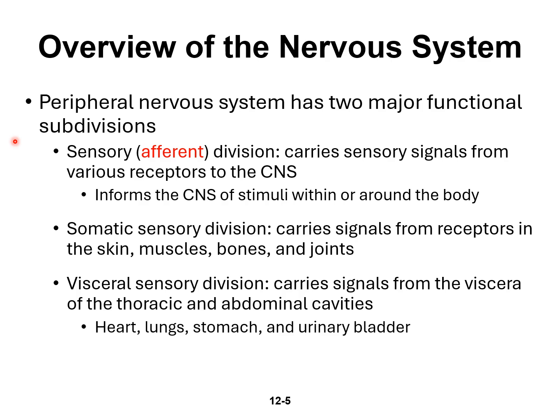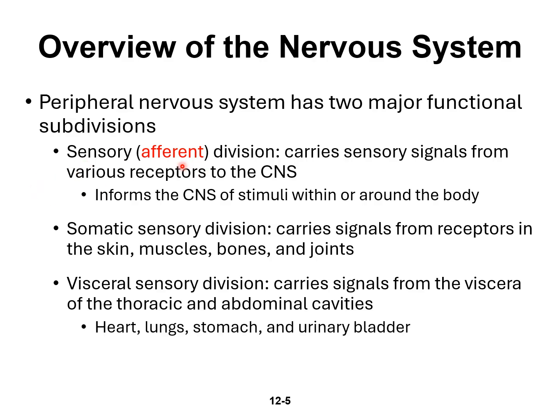The peripheral nervous system has 2 major functional divisions: sensory, or afferent. Afferent means it's coming into the central nervous system. So with sensory, you want to have sensory apparatus that comes into the central nervous system, so our central nervous system can evaluate what it's seeing and what it's feeling, and then send that signal out.